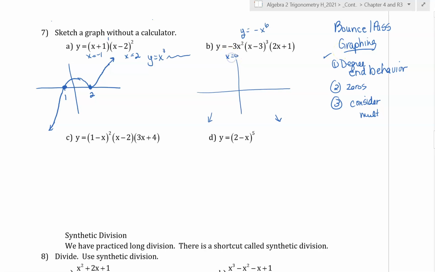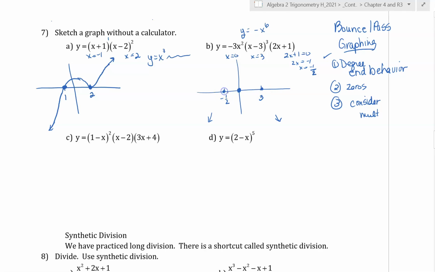I'll have a 0 at 0, 3, and if the factor is 2x plus 1, the 0 is -1/2. Oops, -1/2. So the only place my graph can touch the x-axis is at 0, 3, and -1/2.